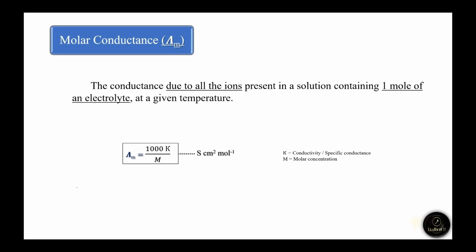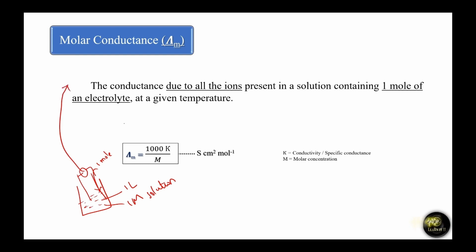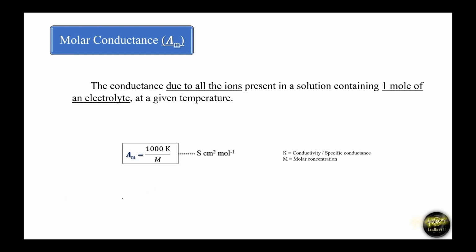Students must imagine a vessel in which 1 liter of water is there. In that we have taken 1 mole of substance which is dissolved. So this is a 1 M solution, and whatever conductance we measure using the conductivity cell, whatever the conductometer shows as the reading, is the molar conductance. So we are imagining this vessel.